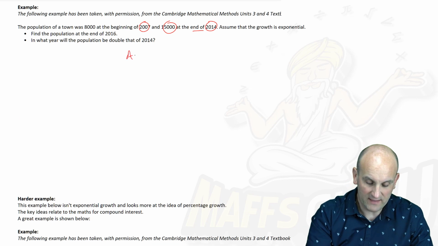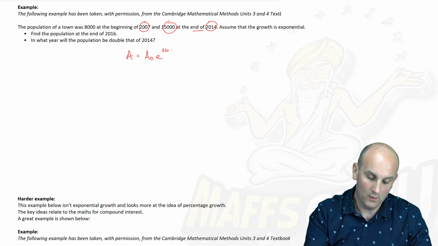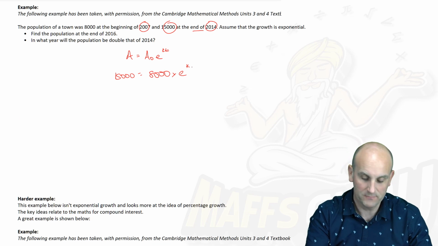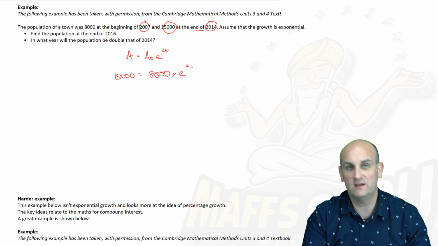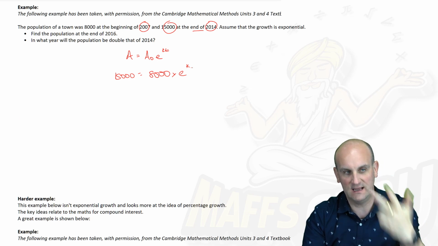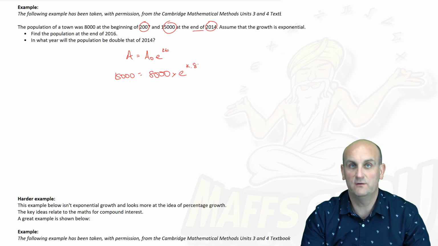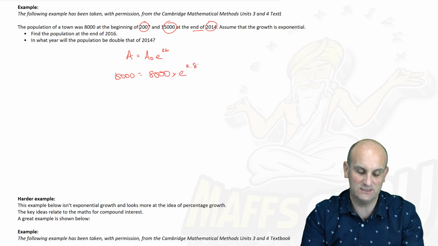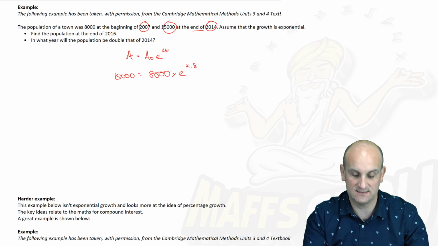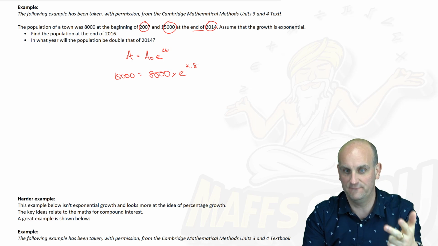Okay, so we know that we have A is equal to A0 e to the kt. So let's actually put some information in. We know that 15,000 is equal to my initial value, which was 8,000, times e to the power of k. We don't know what it is, but we're going to need to find that out, times the value of t. So 2007, 2008, 2009, 2010, 11, 12, 13 and 14. So that is a value of 8. Now that's really important to notice the distinction between the start of 2007 and the end of 2014 is 8 years. 7, 8, 9, 10, 11, 12, 13 and 14.